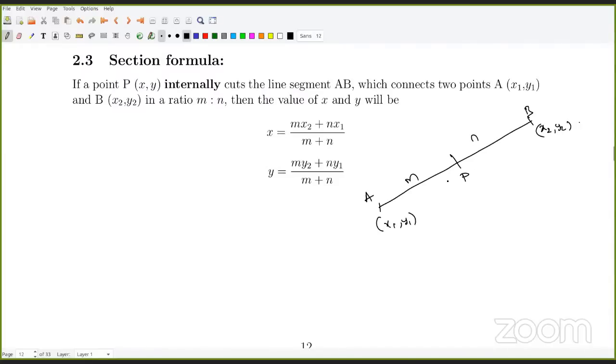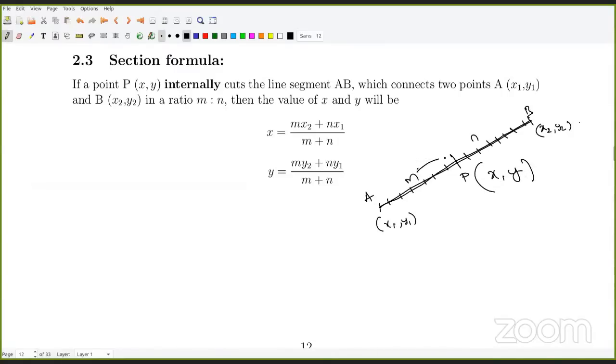So the ratio means nothing but if I have m plus n, if I divide this AB into m plus n parts, so m parts will lie left to P and n parts will lie right to P. Okay, that is what ratio. So m parts will be left side of P and n parts are right side of P. Then we can actually find the coordinates of P by using this formula.